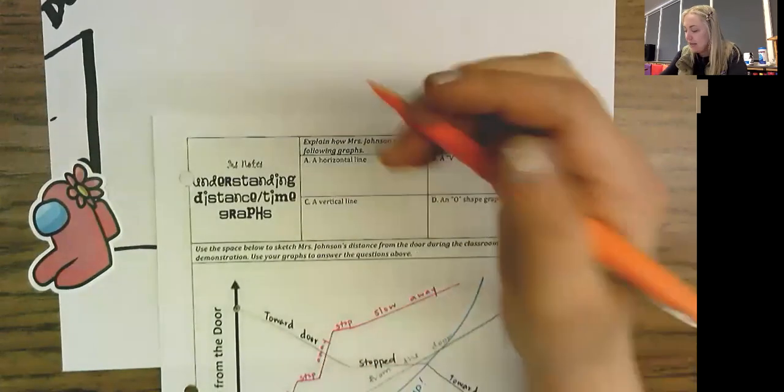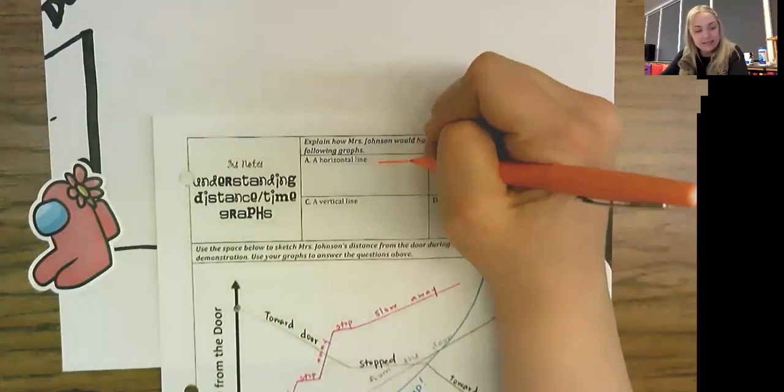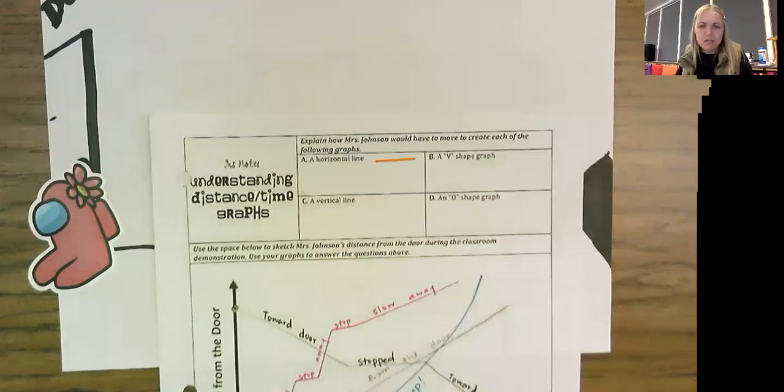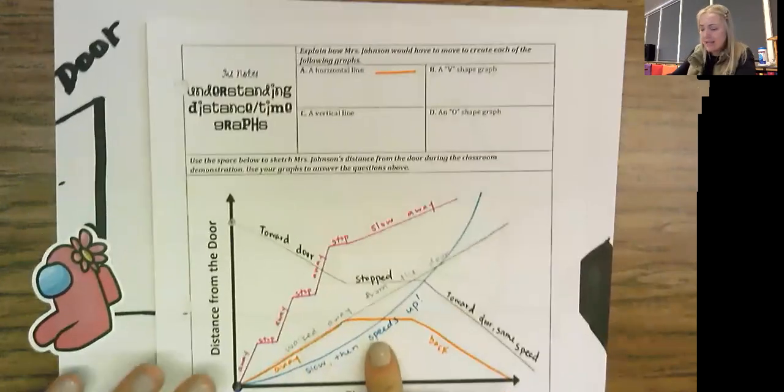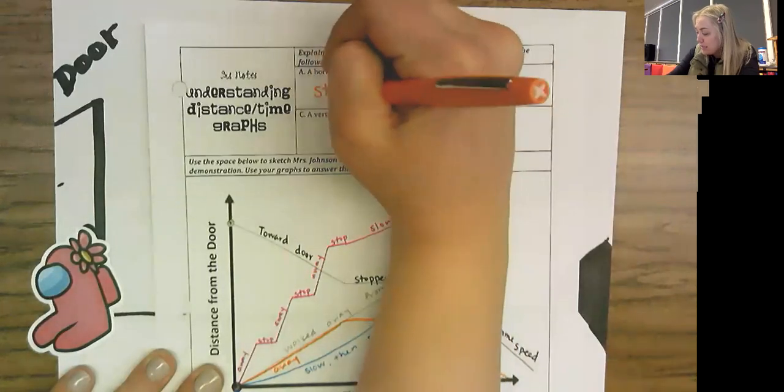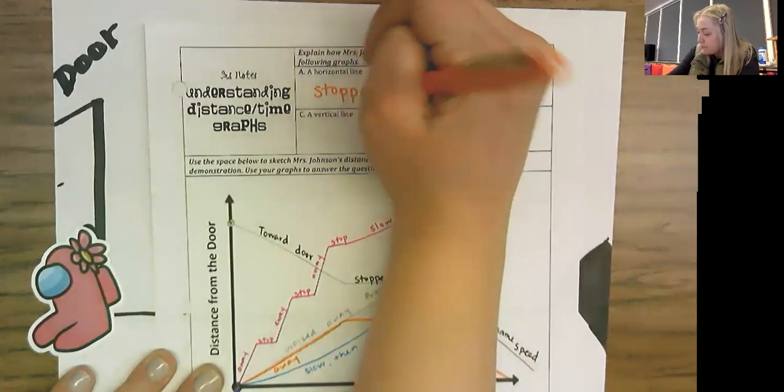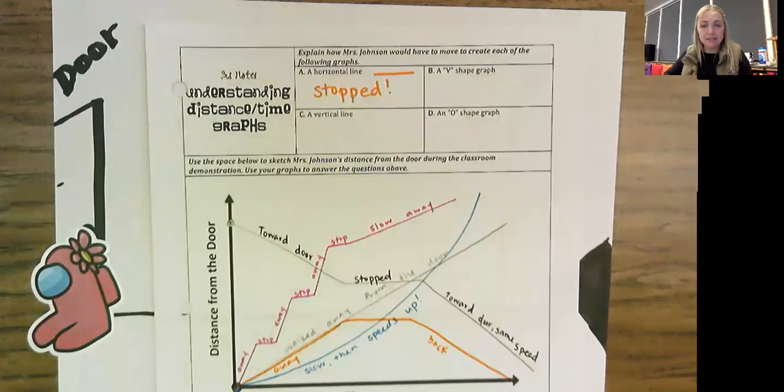Before we do that, actually, how could we make a horizontal line? A horizontal line would be flat. And what does a horizontal line mean on these graphs? Well, our horizontal lines were always when we stopped. If you stop, it's a horizontal line.